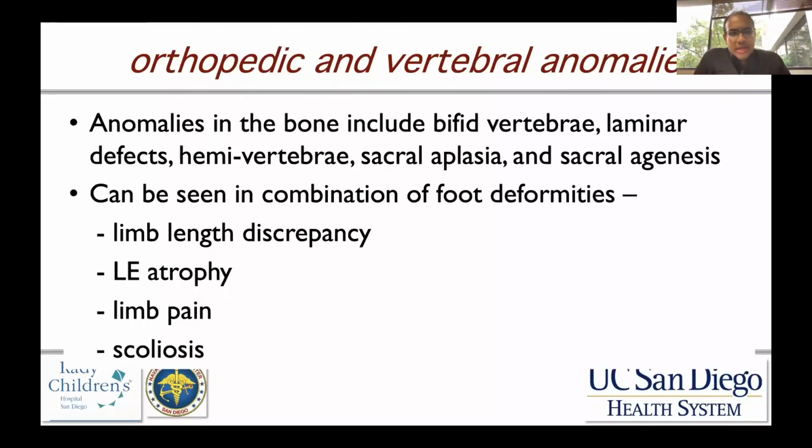Anomalies in the bone can include bifid vertebrae, laminar defects, hemivertebrae, sacral aplasia, and sacral agenesis, and oftentimes these are associated with tethered spinal cord. We can also see them in combination with foot deformities. I get a lot of consultations from my pediatric orthopedic surgery colleagues because kids come in with limb length discrepancies, lower extremity atrophy, toe walking, limb pain, and scoliosis. And oftentimes it's a harbinger of an occult spinal dysraphism.